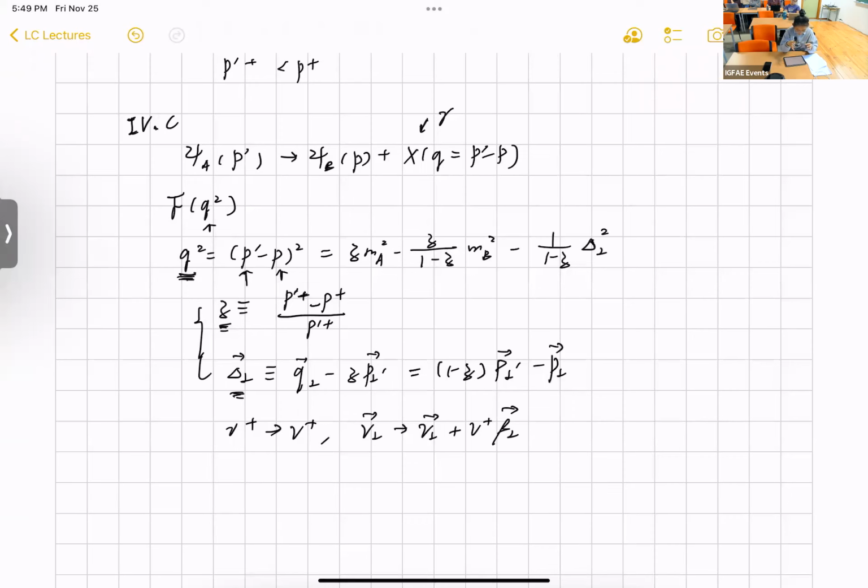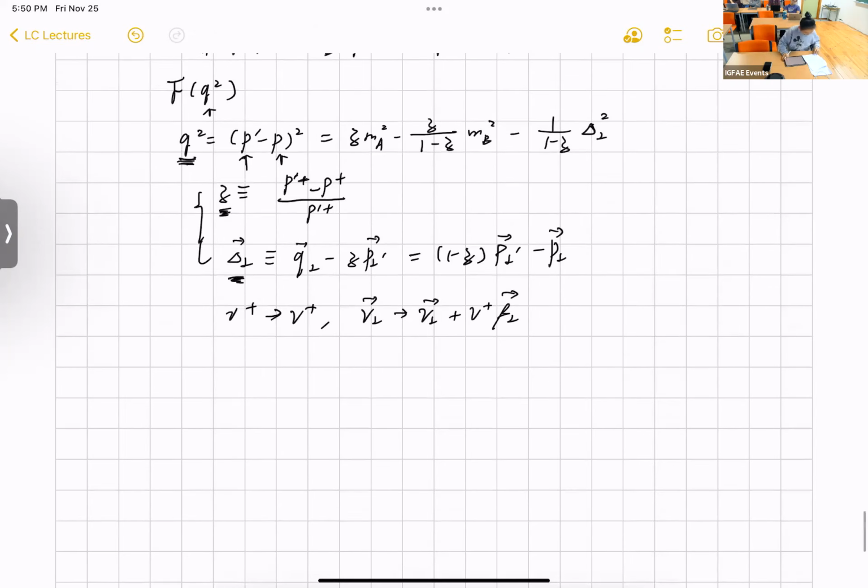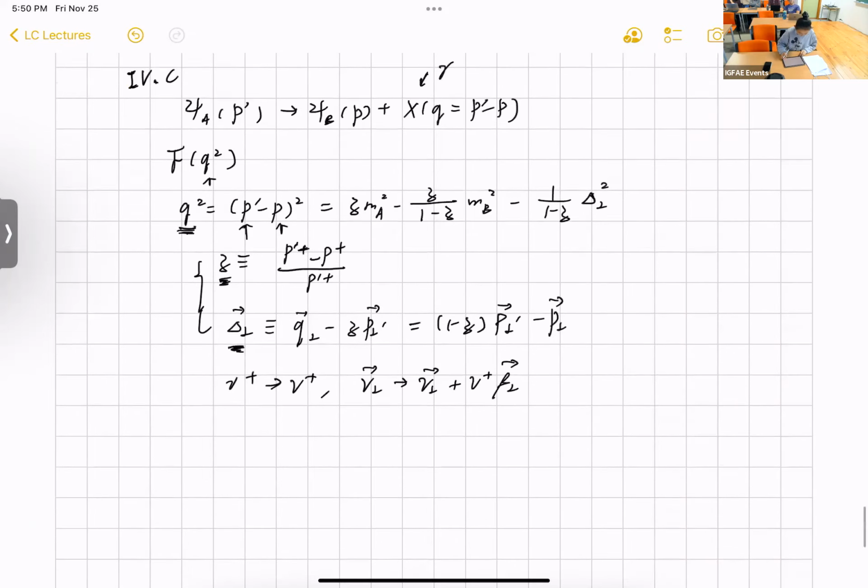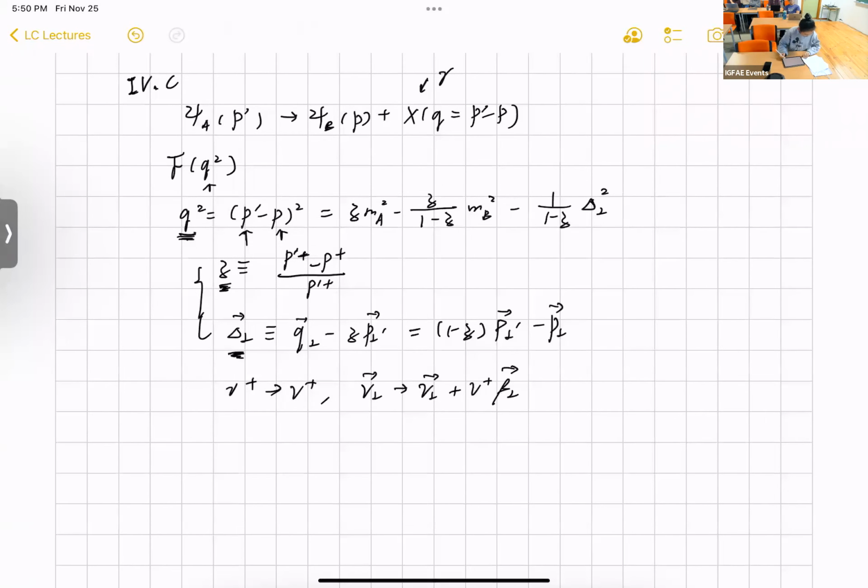So you can either have the momentum transfer in the P plus direction, or you could have it in the transverse direction, or you have some kind of combination of the two. And so this Z and the delta perp quantify how you distribute the momentum transfer in different directions. And so we have defined the frame, and there are two special frames.